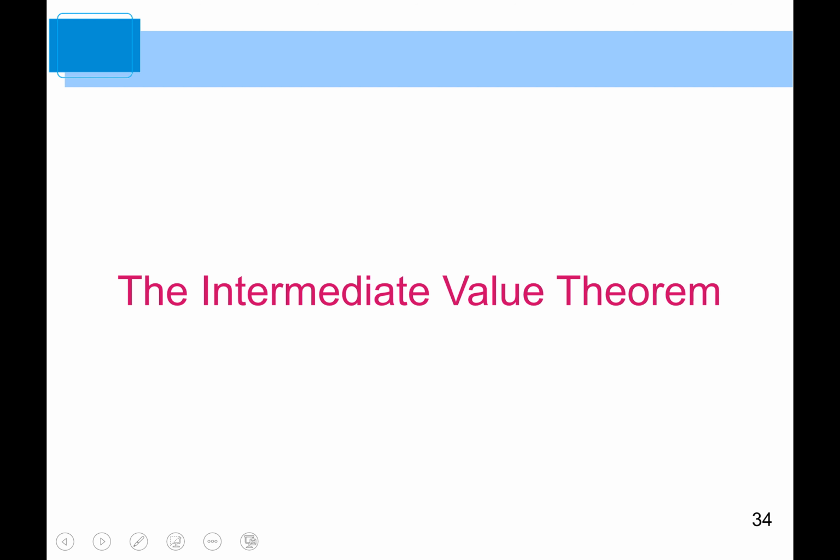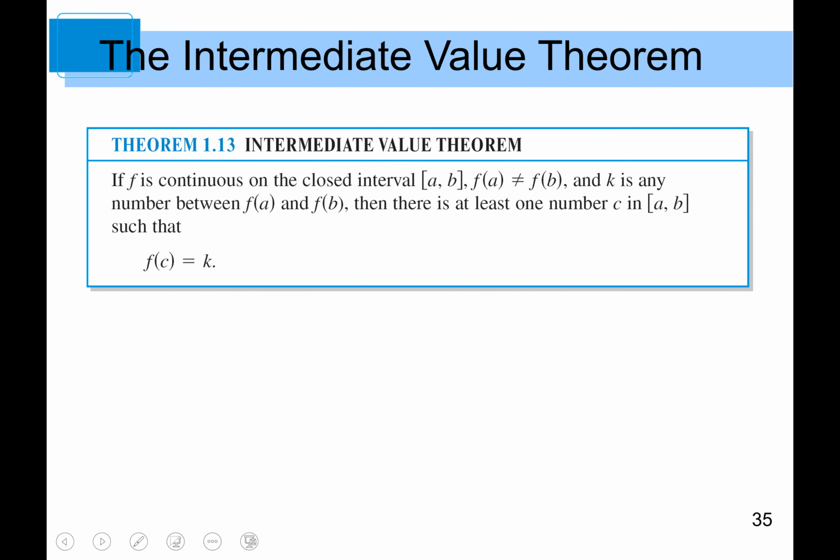So let's take a look at the next theorem, called the intermediate value theorem. The abbreviation is IVT. For the intermediate value theorem, if function f of x is continuous on a closed interval [a, b], f(a) cannot be equal to f(b), and k is any number between f(a) and f(b), then there's at least one number c in [a, b] such that f(c) equals k.